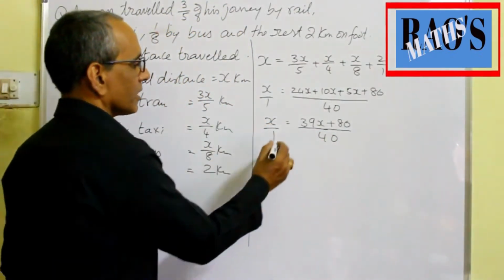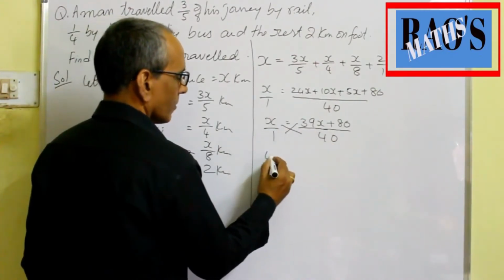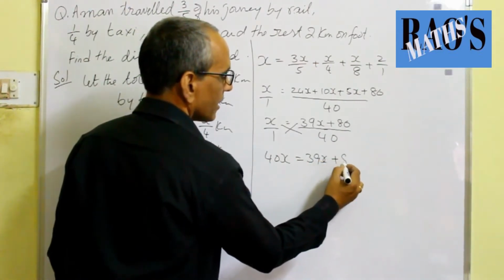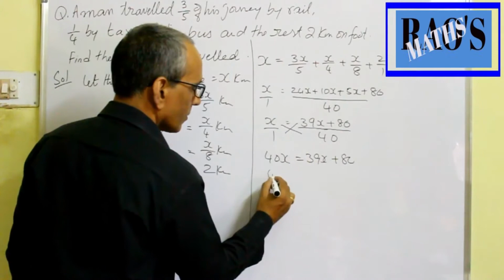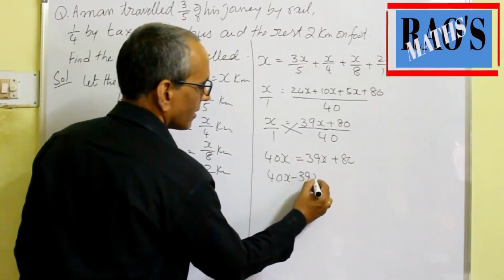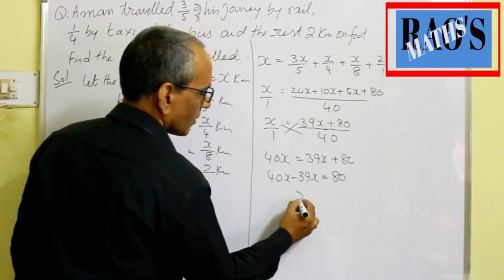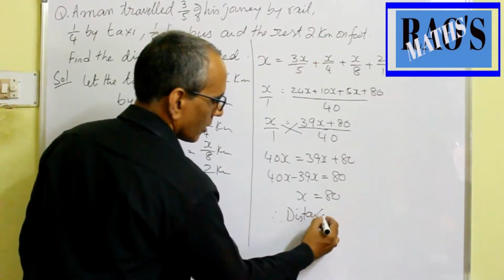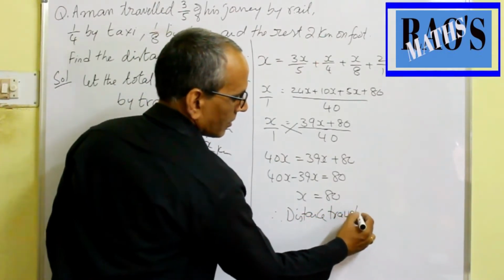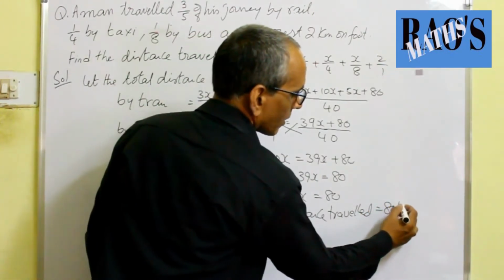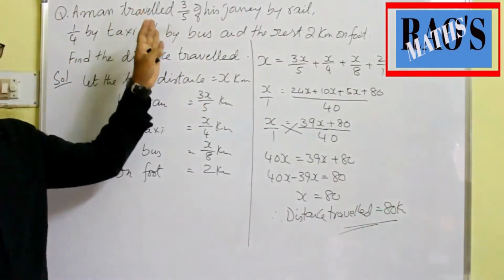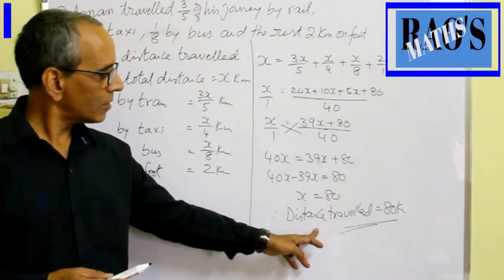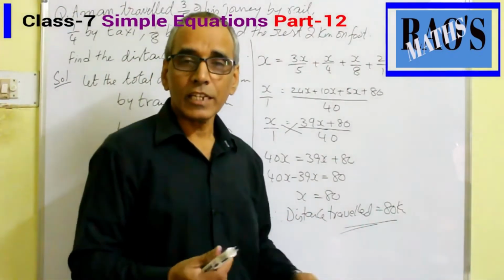Okay, so cross multiplication. 40 into x, 40x is equal to 39x plus 80. Transpose 39x to LHS. So 40x minus 39x is equal to 80. Therefore x is equal to 80. See how simple it is to solve the question. Distance travelled is equal to 80 kilometer. The question seems very confusing at the beginning, but if we follow this method, it is very easy. The distance travelled by him is 80 kilometer.